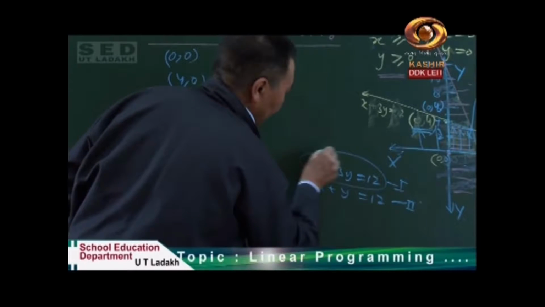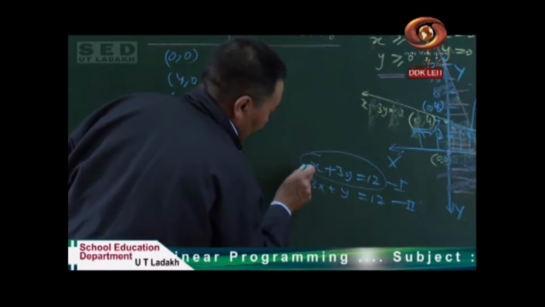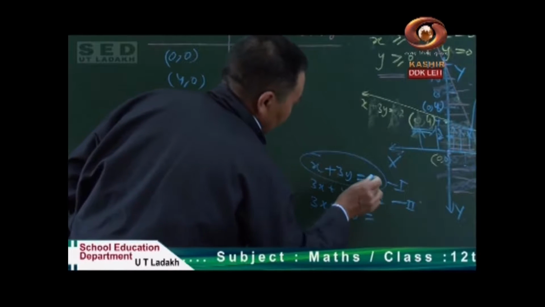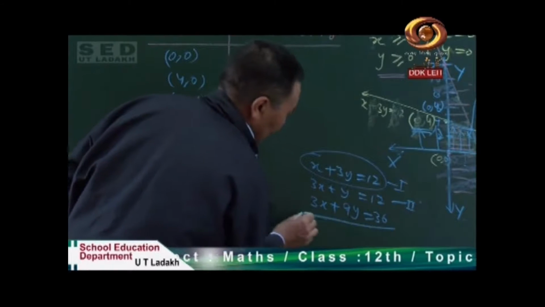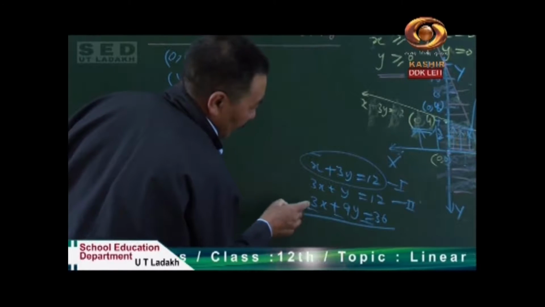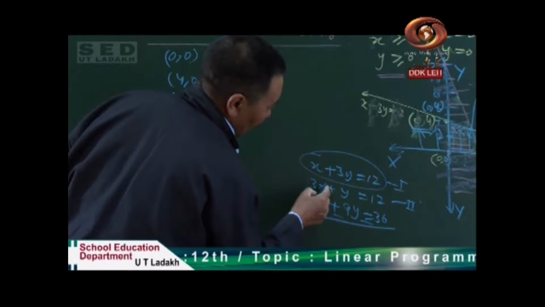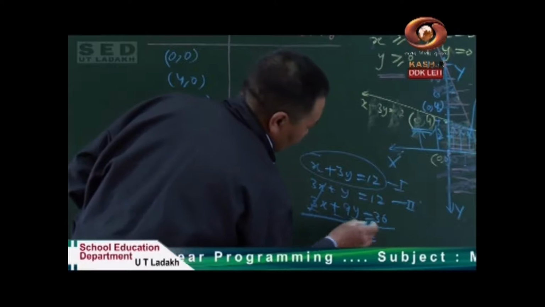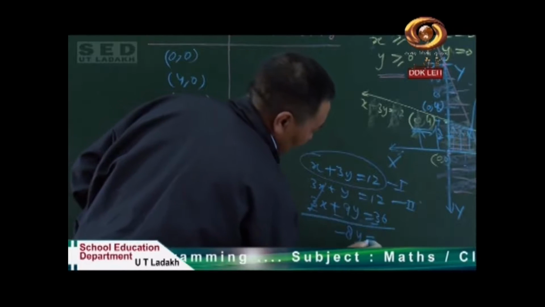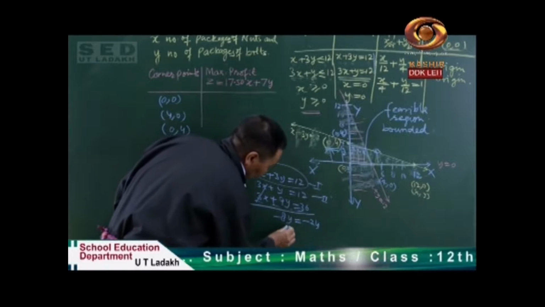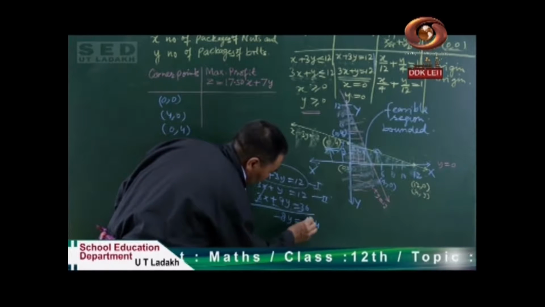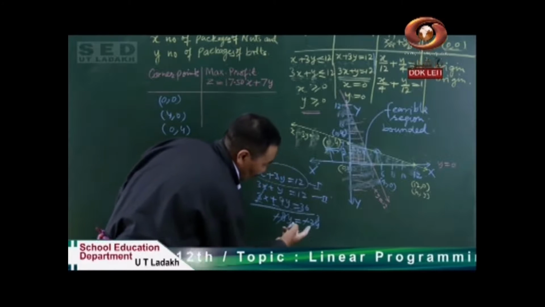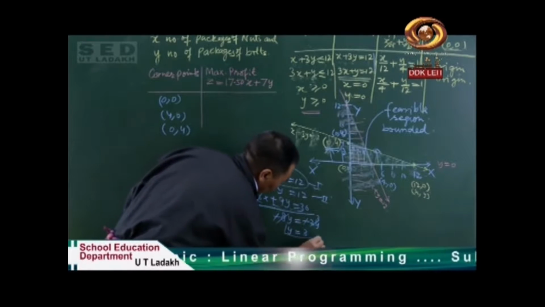If we multiply the first by 3, 3x plus 9y equals 36. If we subtract it, then 3x minus 3x cancels, minus 9y plus y is minus 8y, and minus 36 plus 12 comes out minus 24. Then y equals minus 24 over minus 8, the minus signs cancel, 8 times 3 is 24, y equal to 3. We got y equal to 3.